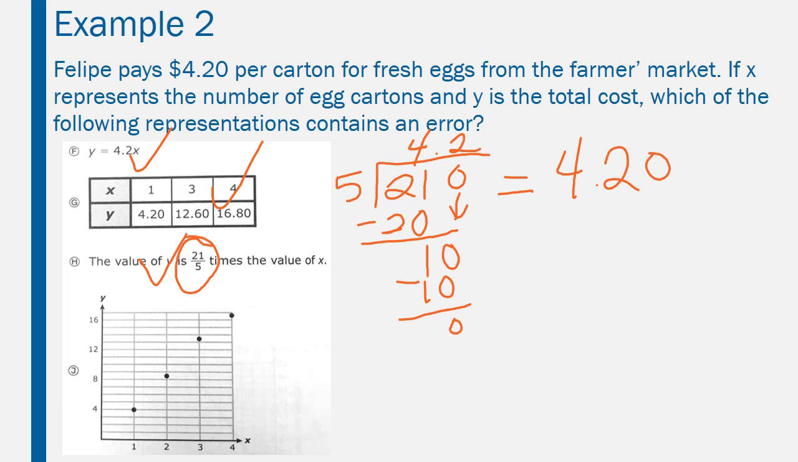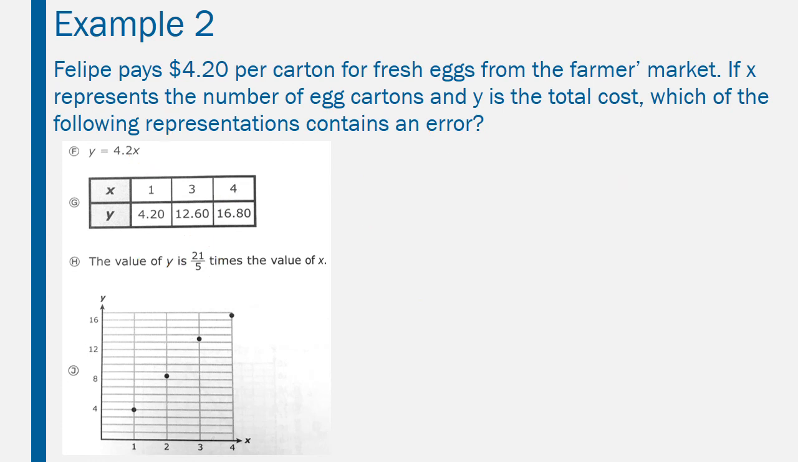So let's look at our graph. We already have a correct table, so we could look at that table. We know that our X is 1 and our Y is $4.20. But here we have 1 as our X and Y is 4. Is that correct? No, it's not correct. That should have been $4.20. So J is our answer because it's the one that contains an error. Good job, class.